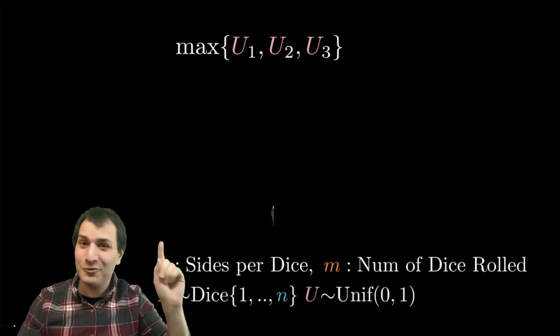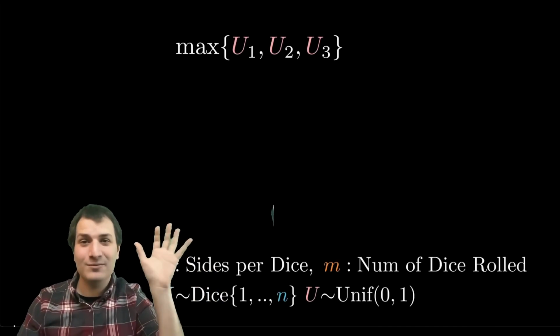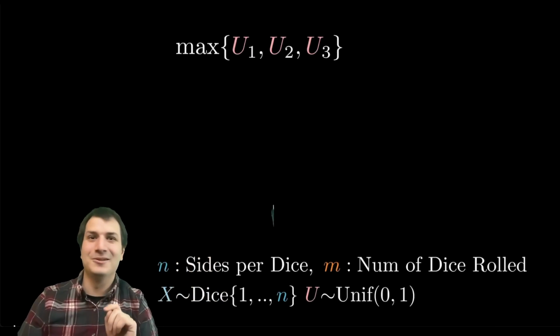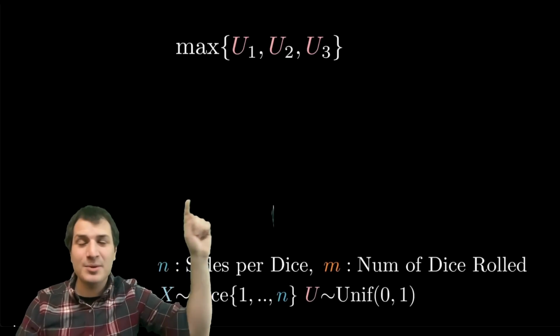We're going to do it a different way by just looking at the random variable itself. And we'll see that this generalizes in a way that doing that integral does not. So here's how we're going to do it. We're going to take the maximum of u1, u2, u3.